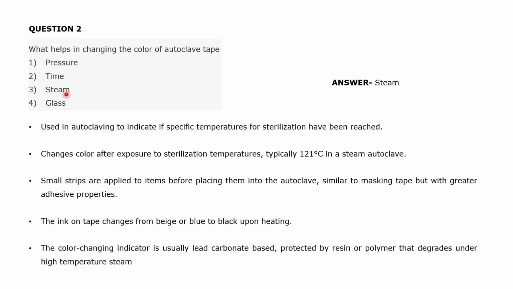One, you can check the temperature and the pressure in the pressure gauge. And you put this tape on the items before placing it in the autoclave. Then how can you see the color change? Inside the autoclave you cannot check. You have to take the materials out.